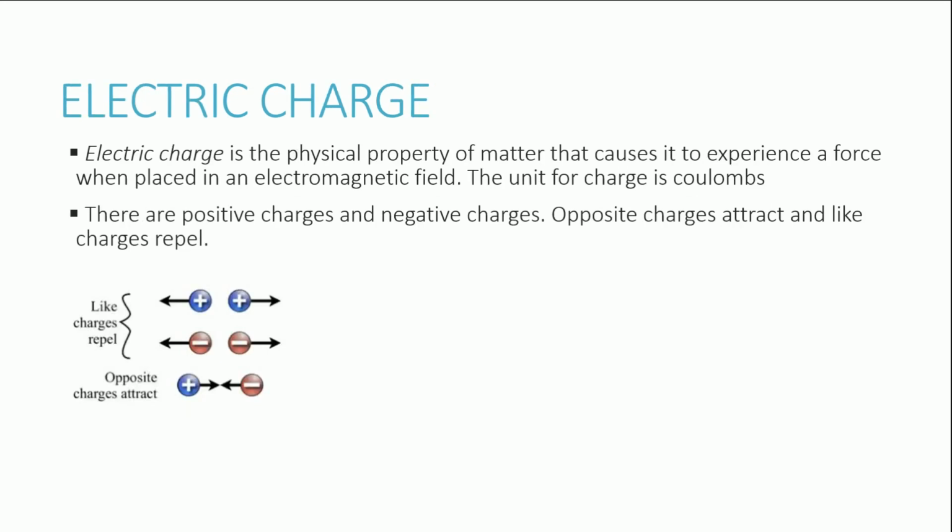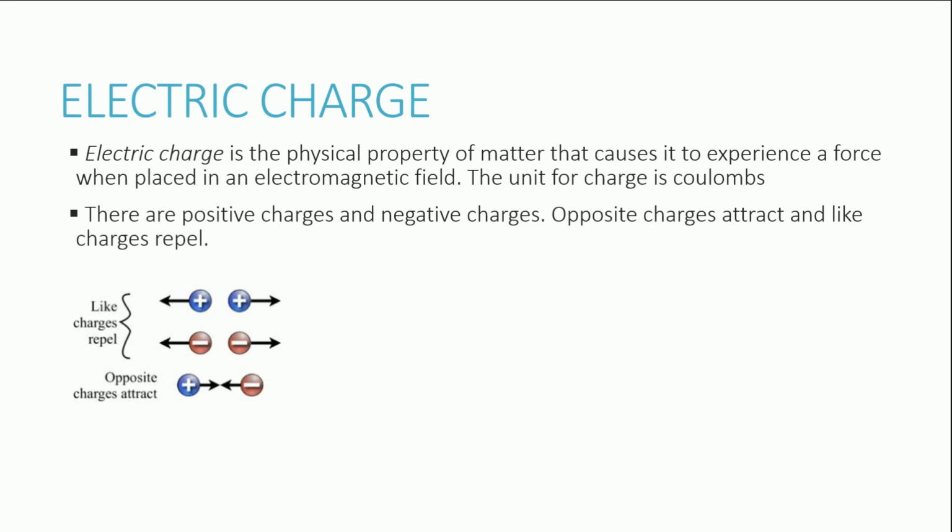So let's talk about electric charge, right? Electric charge is defined as the physical property of matter that causes it to experience a force when placed in an electromagnetic field. The unit for charge is coulombs, and we'll talk more about that in the next video. But for now, just be aware that this is the formal definition of an electric charge, fairly self-explanatory, so you should definitely learn it. Of course, you may already be aware that there can be positive charges and negative charges.